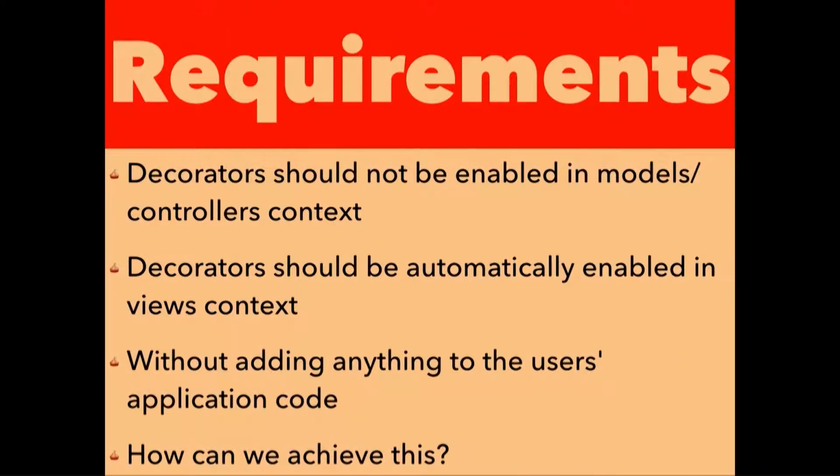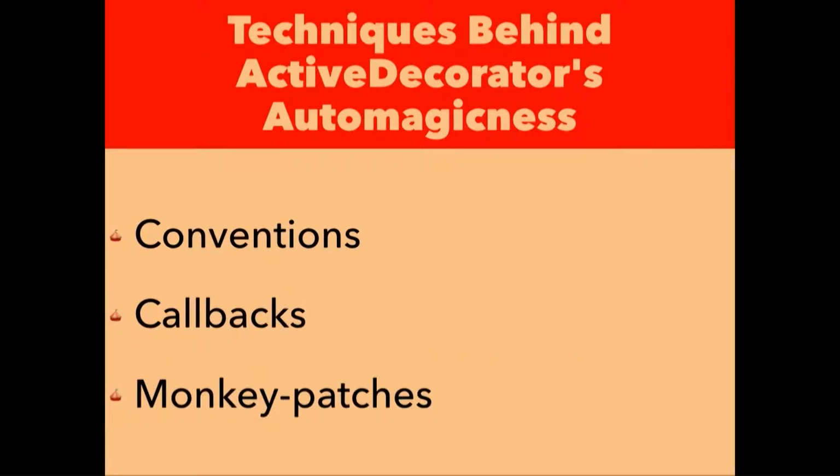So this is the requirement of my gem. Decorators should not be enabled in models or controllers, but they should be enabled in views automatically, without explicitly calling something, right? How can I achieve this? Active Decorator achieves this with these three techniques: conventions, callbacks, and monkey patches.